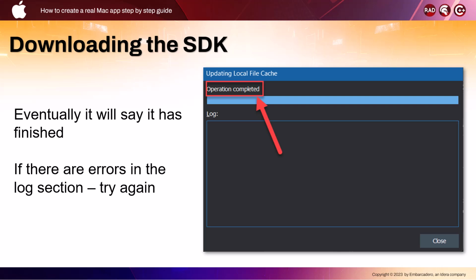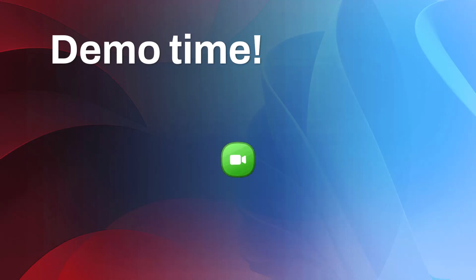Eventually, though, it's going to come back and say operation completed. If there are any errors in the log section, then try again. At that point, you're done. That's it. That's all you need to have your Mac apps created on a Windows machine using RAD Studio, and you'll be able to compile and deploy them. It's as simple as that. Now, the next thing we're going to do is do a demo. I'm going to show you how we create a Mac app for real, and how we deploy that over to the Mac, and what happens after that.